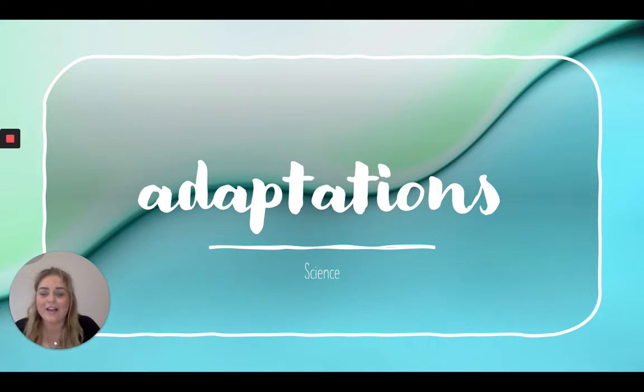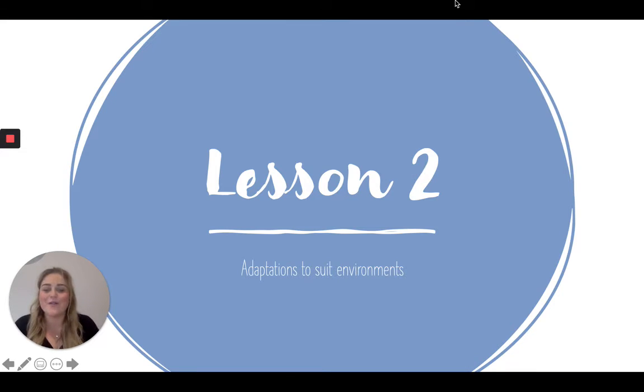Today we are looking at our second lesson for adaptations. So we're going to be looking at how adaptations, which are changes in an animal or a plant that helps them to survive in their environment, are dictated, so decided, by what their environment is.